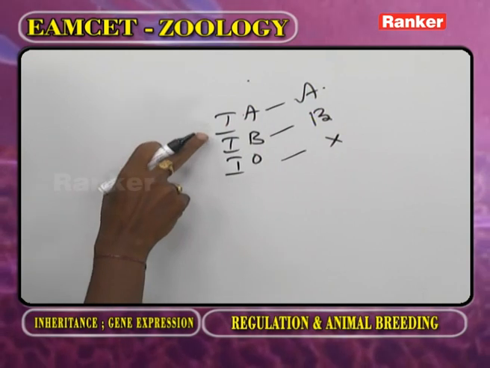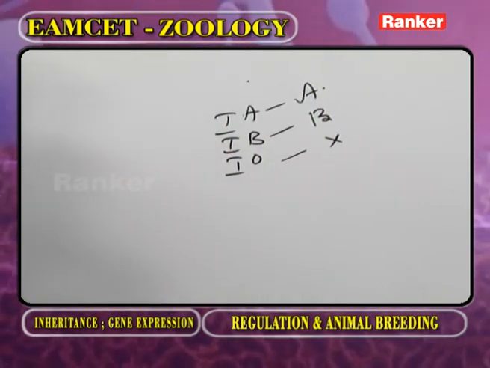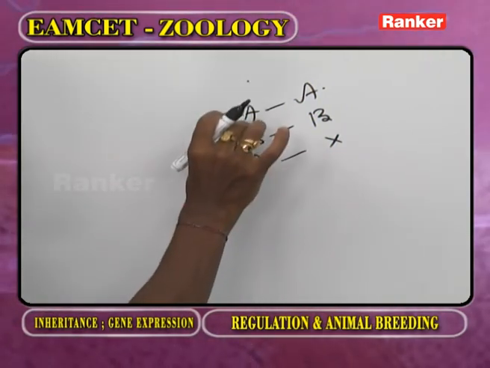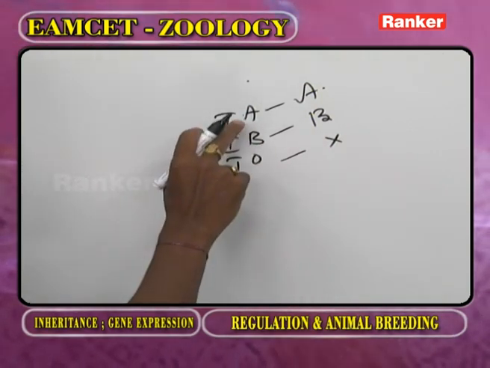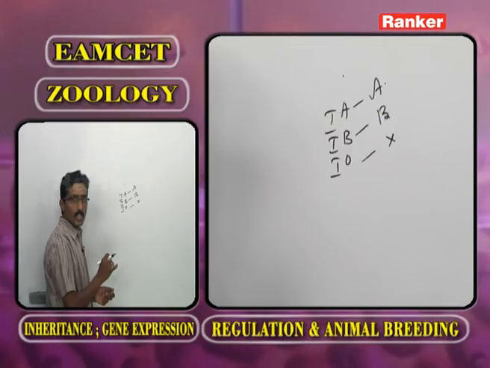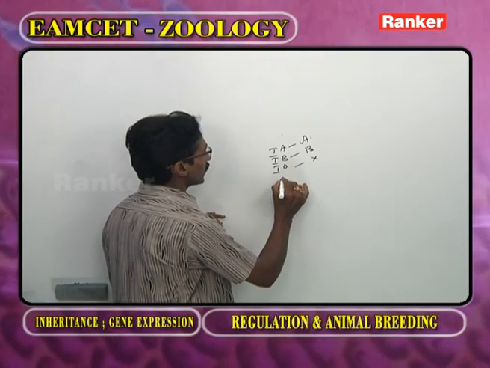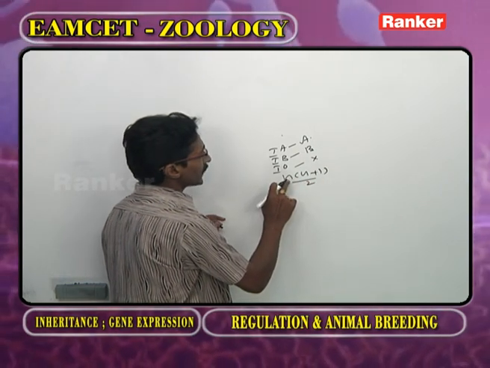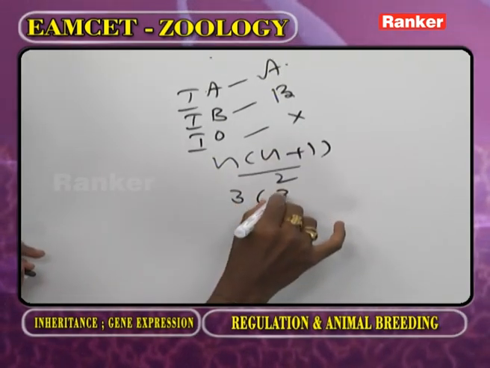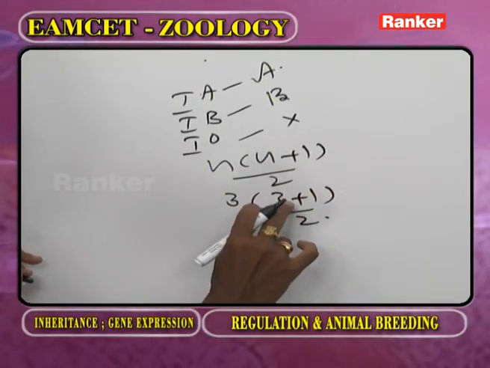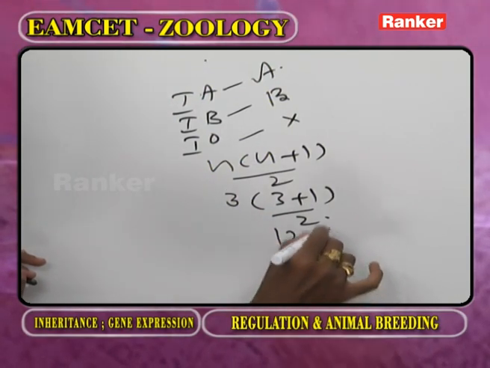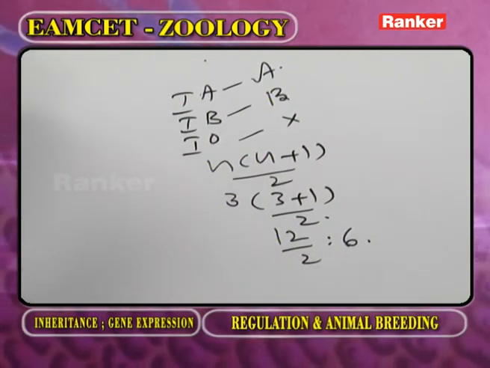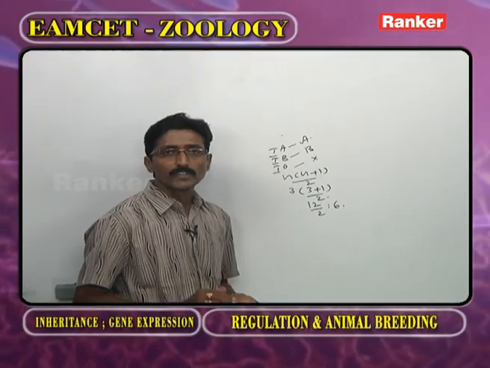Here you have to observe how many alleles? 3 alleles. Now here what is the gene? I. The gene I has more than 2 alleles: IA, IB, IO. In order to get the multiple alleles, we have a formula n(n+1)/2. Instead of n, we use 3: 3 into 4, 12 by 2. How many genotypes are we getting? 6 genotypes.